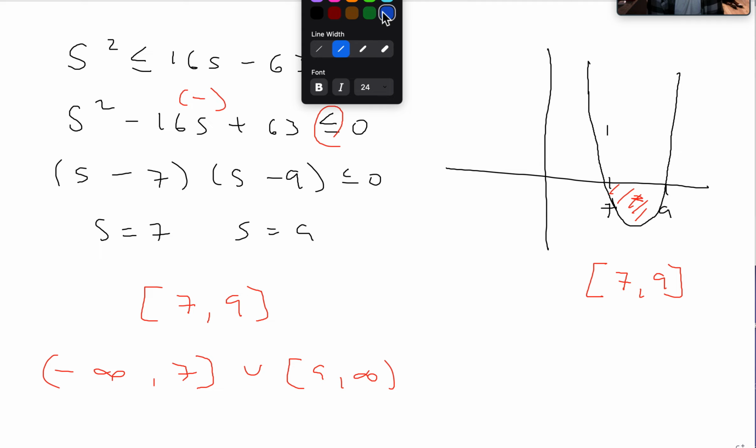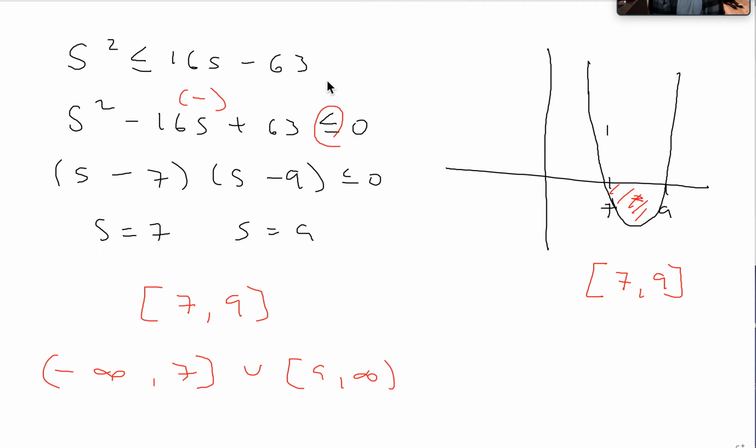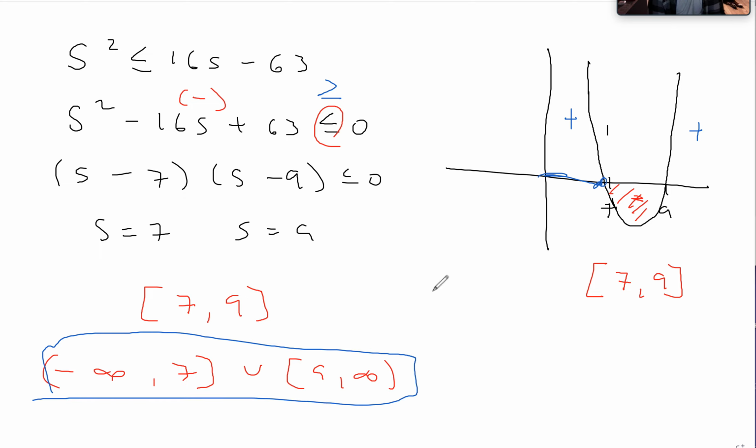But say this problem was instead greater than or equal to 0. So if that was the case, then I would want the positives because I want this stuff to come out bigger than 0. So that would be these regions, and then that would have been, well, this answer right here. And so it depends on both the orientation of the graph and then the orientation of the inequality. So hopefully that helps it be a little clearer.